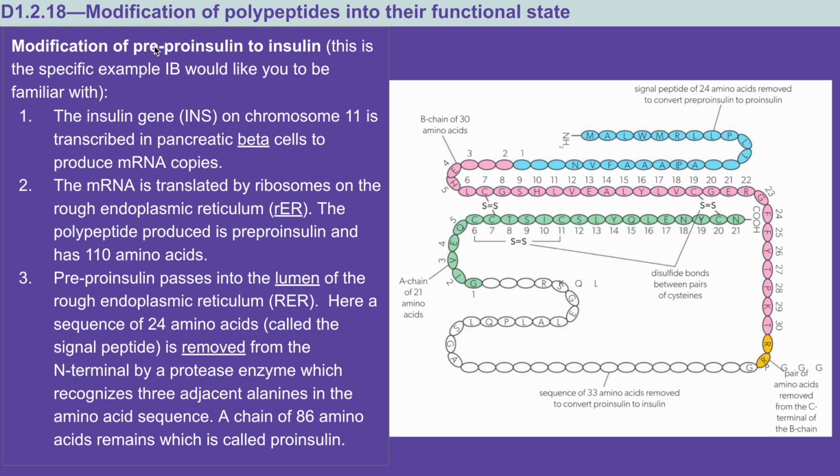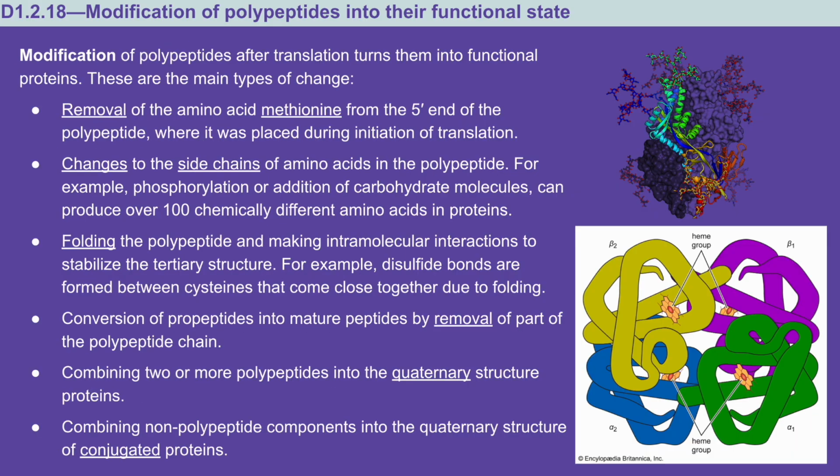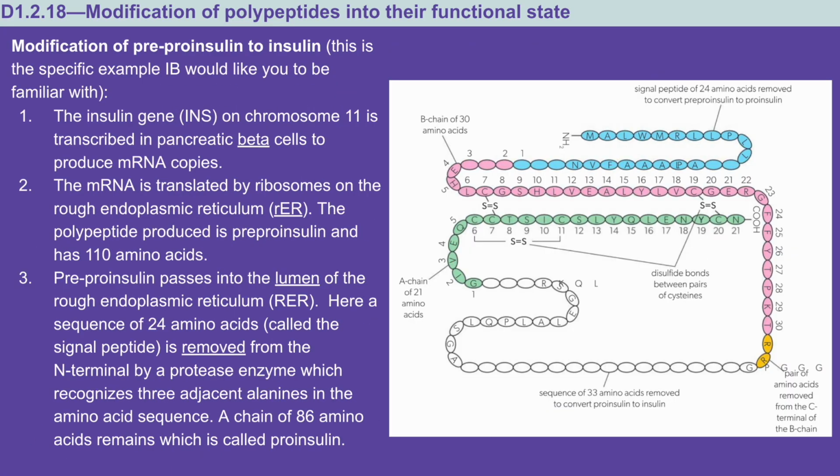Now, as an example, we're going to look at pre-proinsulin and its modification to produce insulin. This is a specific example that IB would like you to be familiar with. Now, don't memorize every single step. This is just an example that demonstrates several of these modifications we just covered, and so it's a nice way to see many of them at work. So let's take a look.